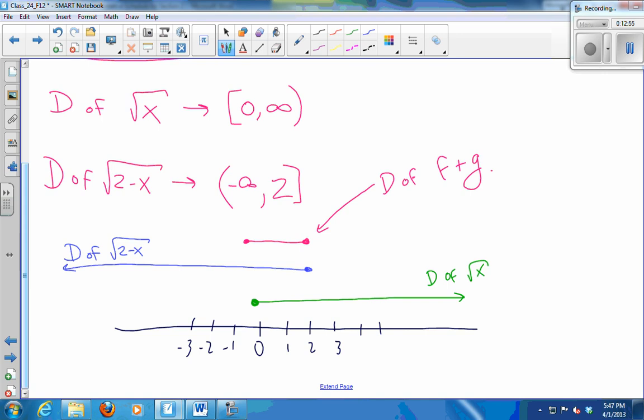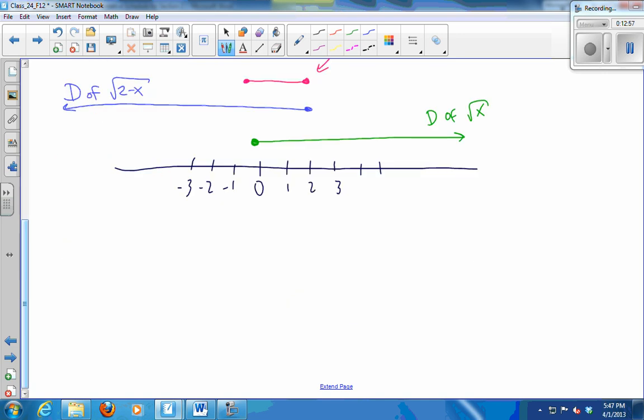Let me just adjust. What if I wanted to find the domain of f over g in this particular example? Right? So f over g would be square root x over the square root of 2 minus x. So the domain when I combine two functions would be the overlap, so 0 to 2.